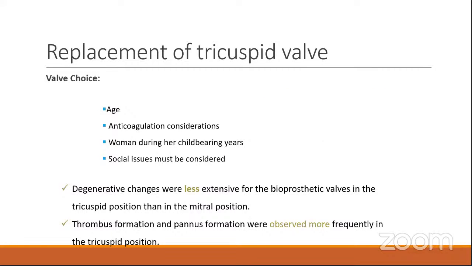Then moving to replacement of the tricuspid valve. For the valve choice, age, anticoagulation considerations, women during their childbearing years, and social issues may be considered. We don't do mechanical valves anymore, but this was mentioned in Lawrence, so just for your information. Degenerative changes were less extensive for bioprosthetic valves in the tricuspid position than in the mitral, and thrombus formation and pannus formation were observed more frequently in the tricuspid position.